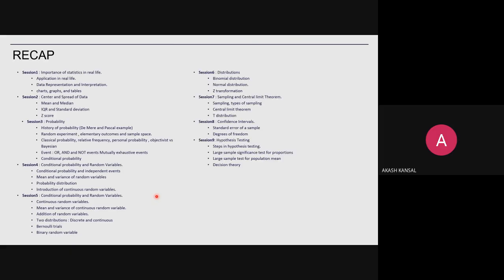So earlier we had covered all these topics, including the importance of statistics in real life, center and spread of the data, probability, conditional probability, and random variables. Then we covered continuous random variables, Bernoulli trials. In the next session, we covered distributions, sampling and central limit theorems, confidence intervals, and last session we talked about hypothesis testing. This session we are going to cover regression.